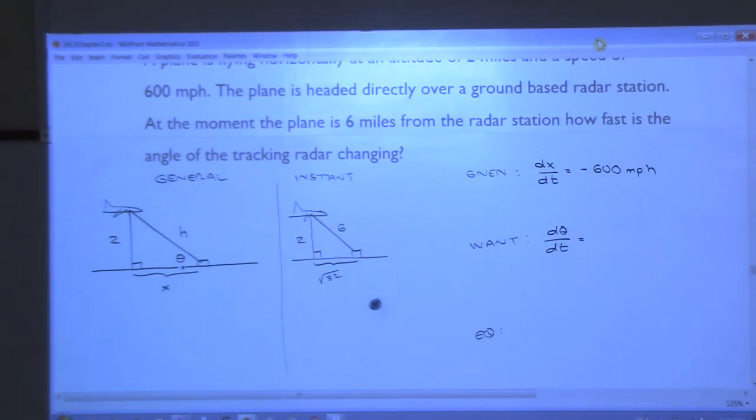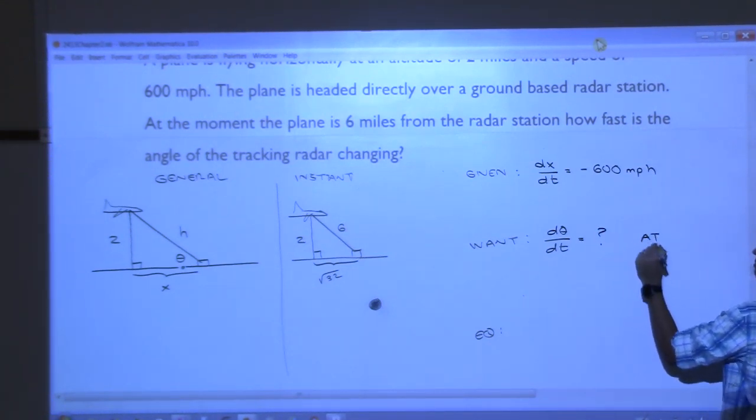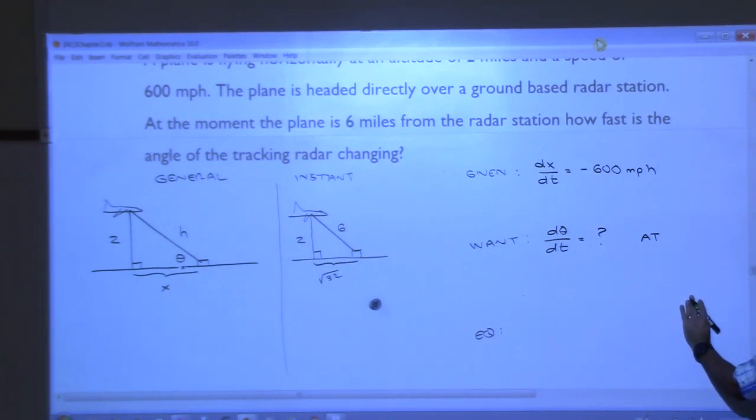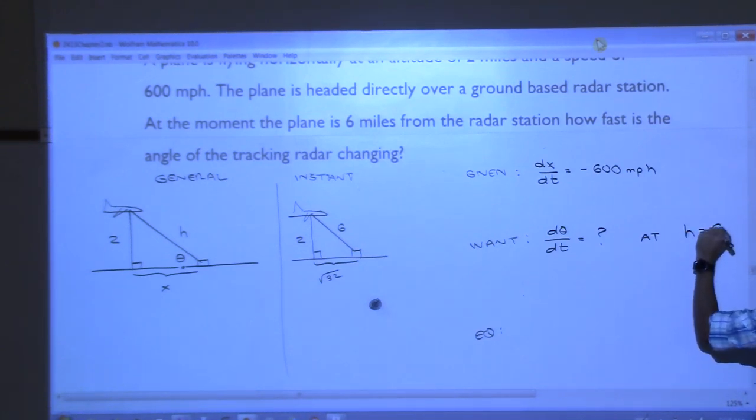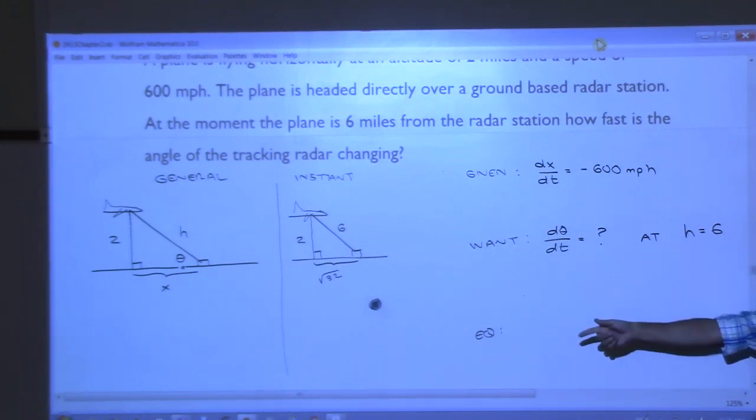So, all right, d theta dt is what we want. At when? At what moment? What's 6 miles? H is 6. So notice every time I've done this, I've said at and I've specified the variable and what its value is, right? I never just say like at 6 because you need to know what this is going to be replacing later, right?